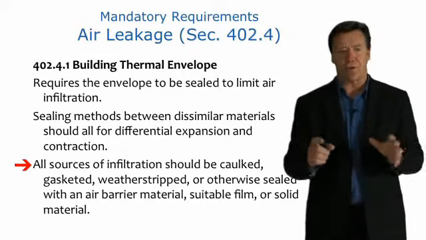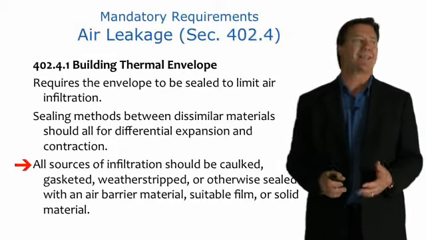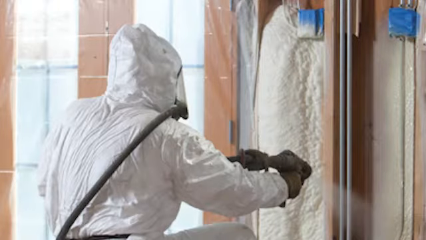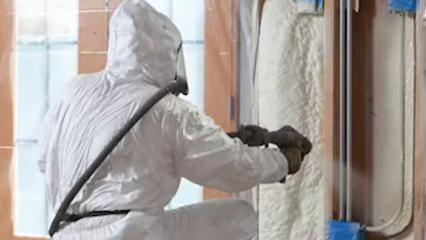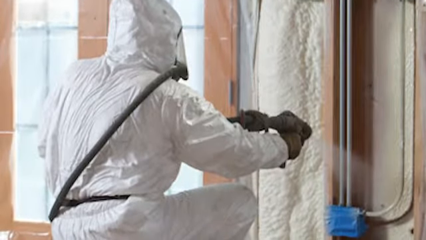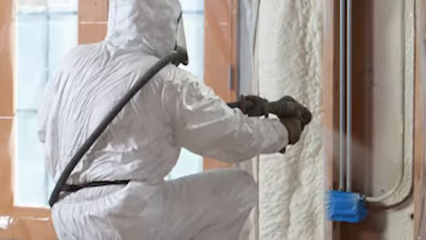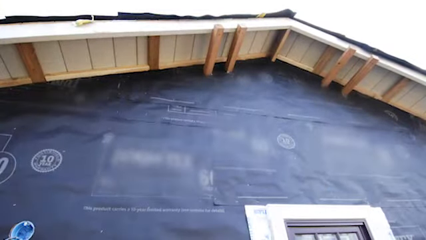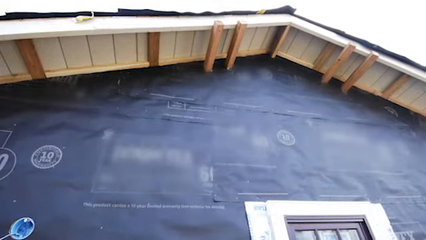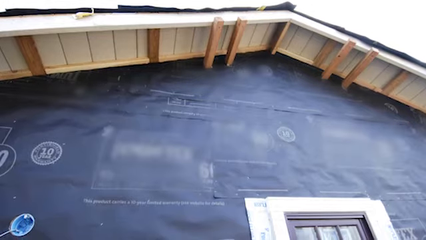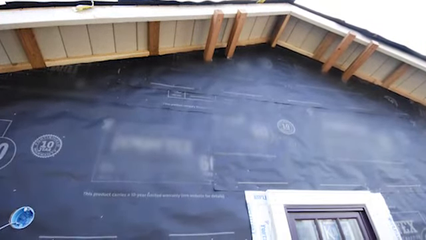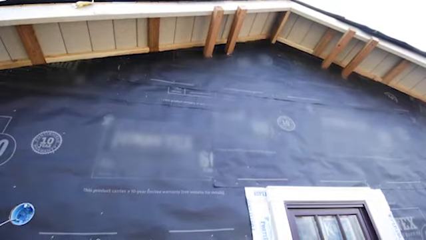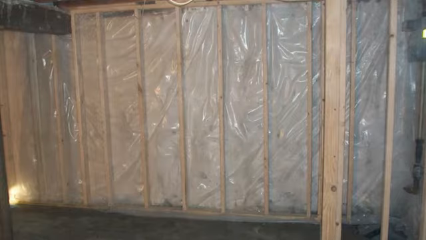Also, all sources of infiltration shall be caulked, gasketed, weather stripped, or otherwise sealed with an air barrier material or suitable film or solid material. So when we think about the three barriers that we're often familiar with in homes, we have our weather-resistive barrier, which is required by code to keep out water. And oftentimes that weather-resistive barrier is continuous and can also act as an air barrier to reduce air infiltration, like your building wraps. And the third barrier we often refer to is what we call our vapor retarder.